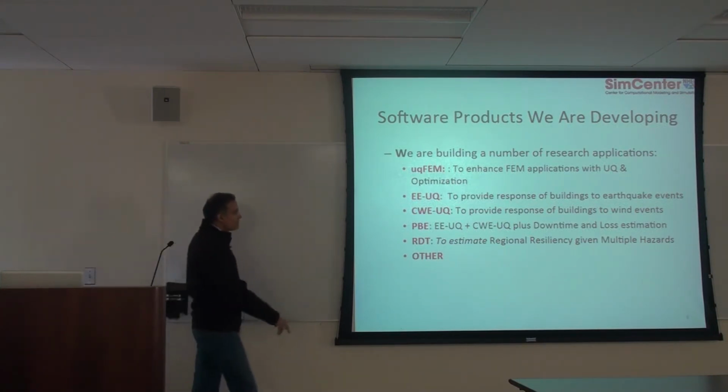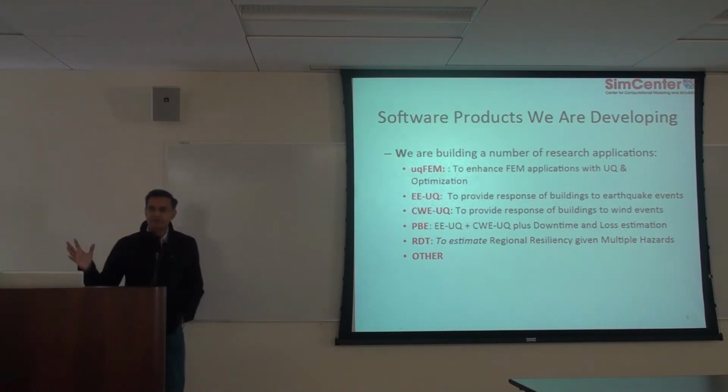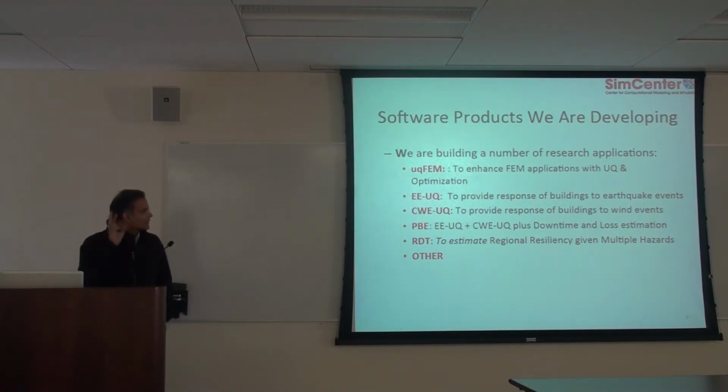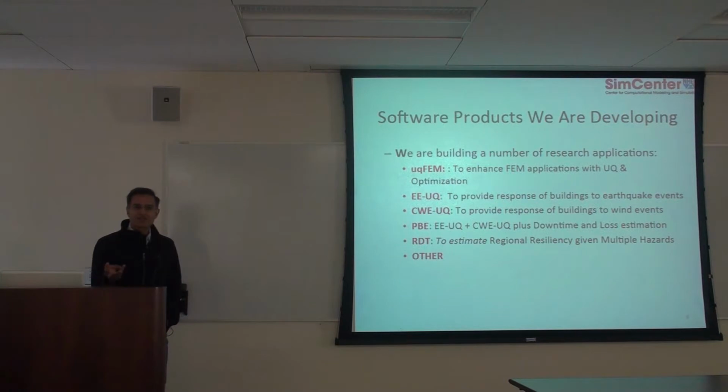We have a computational wind engineering tool. Right now it does bluff bodies. And so that's to calculate response to wind events. We deal mainly with seismic events, wind events, and water, so tsunami. Okay, we don't do fire because NSF bans us from doing that for some reason.